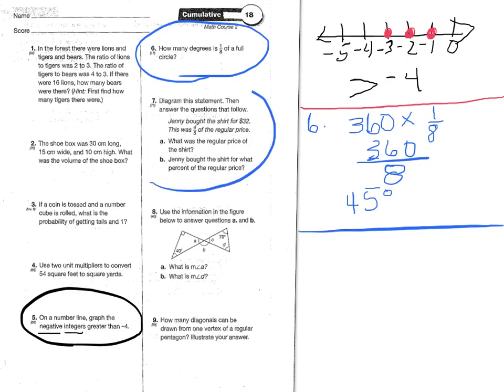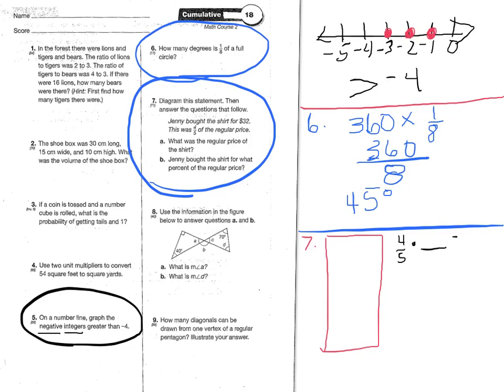Okay, number 7. Now, number 7 does require a little bit more thinking. It says to diagram it, and I don't care if you diagram it or not, but you got to do some thinking about it. It says Jenny bought a shirt for $32, but that shirt was only 4/5 of the regular price. So what you've got to figure out is what's the regular price. Well, 4/5 of some number is 32, and you could handle it that way. You could say 4/5 times some number equals 32. You can do it that way.